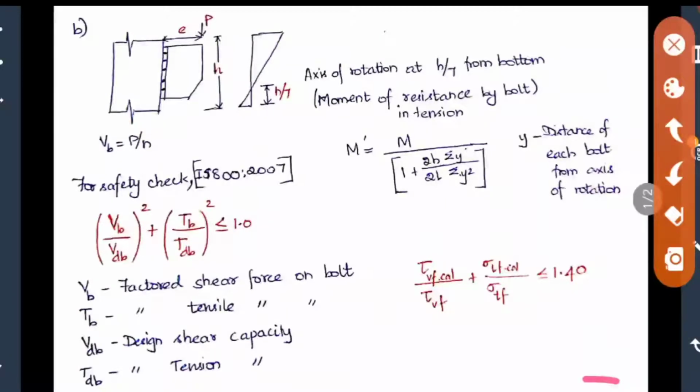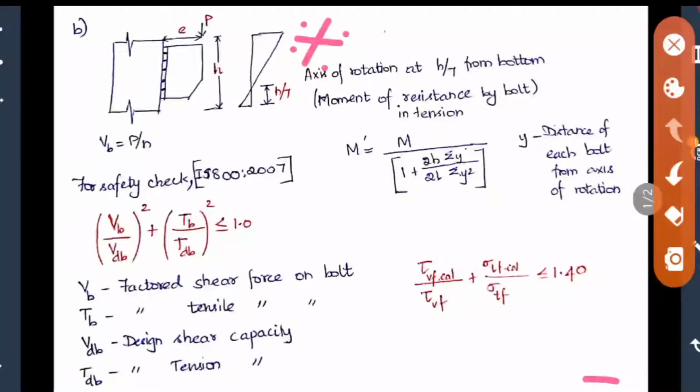So here the E should be measured from that point only, because it should be from the center of that point and not from this point. Okay, so that you should be clear. The total height is mentioned as h, and here they have given that the axis of rotation happens at h by 7 from the bottom. So at that point only the axis of rotation happens, and this is an important point to be noted here.